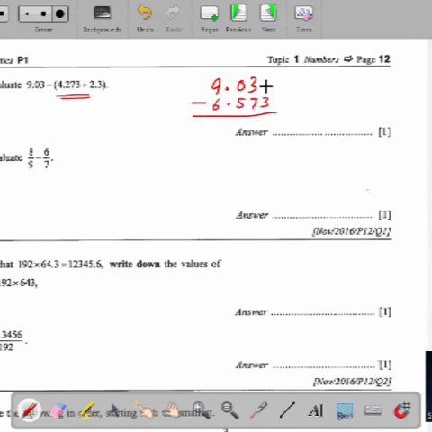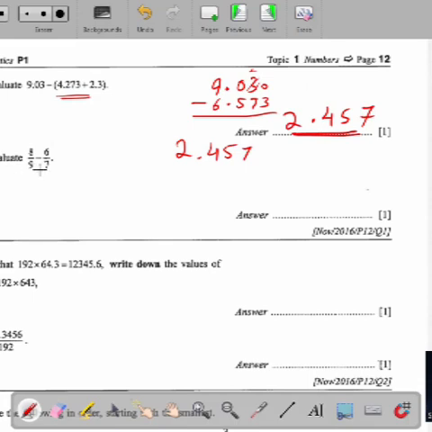573. All right, take the 0 over here. This carry 2, and this is 10. 10 minus 3 is 7. After that, 12 minus 7 is 5. After that, 9 minus 5, that is 4. After that, 8 minus 6 is 2. So it is 2.457.